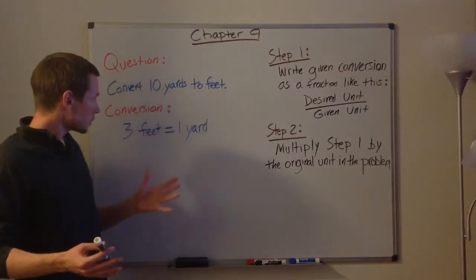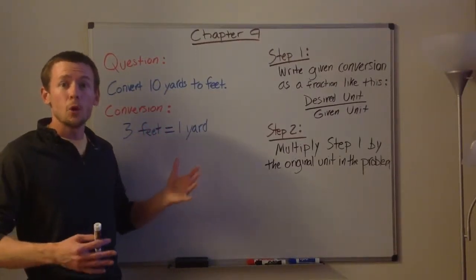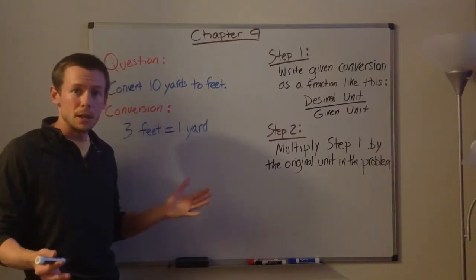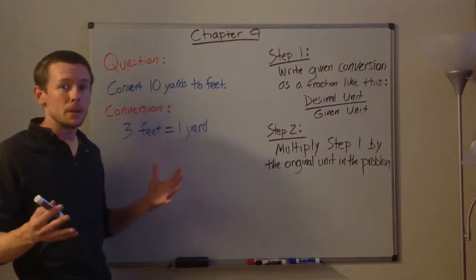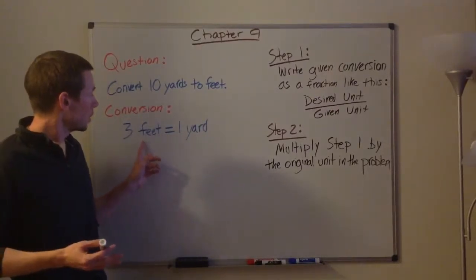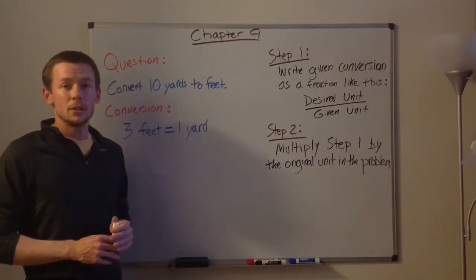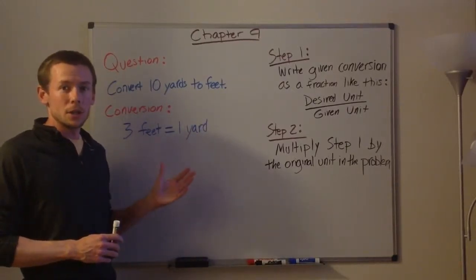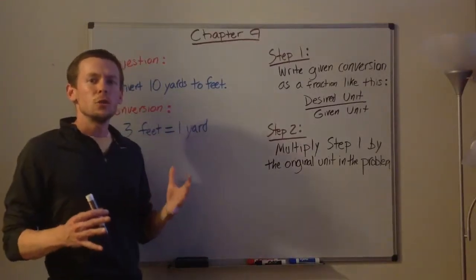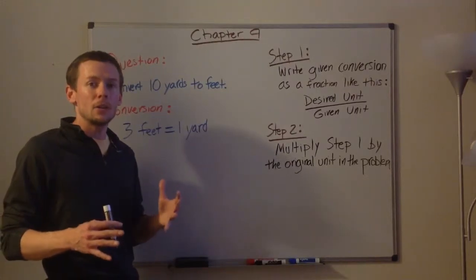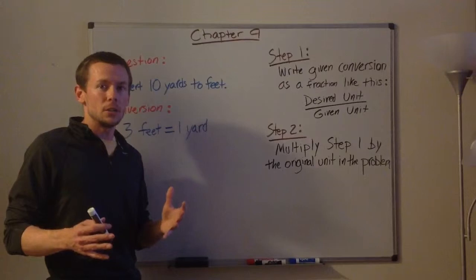You're going to be given a conversion in the problem, or you could look up the conversion if there are occasional problems where it's not given to you. But the conversion is 3 feet equals 1 yard. So our question is convert 10 yards to feet, and our conversion is 3 feet equals 1 yard. It's really 2 steps, and we're just going to apply that to a bunch of different units where we are looking to change the units.